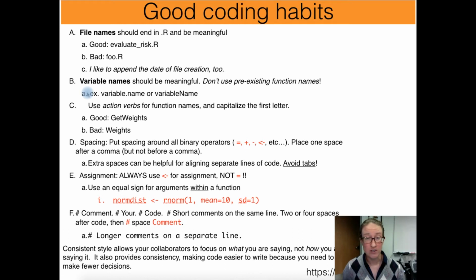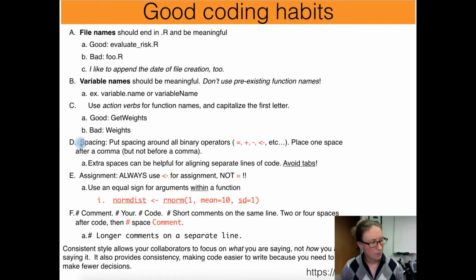So the worst thing you could do is name an object data, because data is already a function and that's very generic. So you want to name something variable.name, variable name, or something else that is meaningful about those data. Try to keep it short too. We're not going to be writing functions in this class, but if you were to write functions, functions should be named with action verbs. So get weights would be good for a function name, whereas weights suggests something that's more of a variable instead.